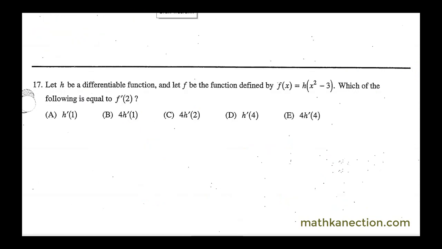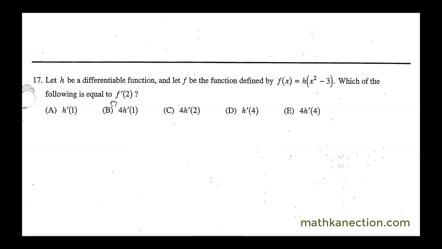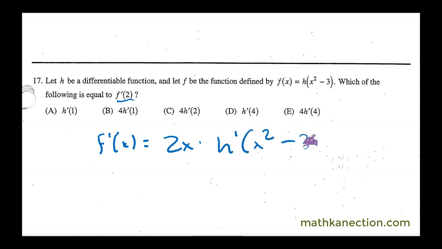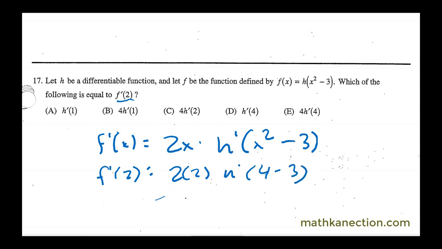Then number 17 is another quick one. We're looking for the derivative at 2, so doing a chain rule. So f prime of x is going to be the derivative of the inside, which is 2x, multiplied by the derivative of the outside, which is h prime of x squared minus 3. Replacing then in the value of 2, that would be 4 times h prime of 4 minus 3, so that's going to be 4h prime of 1, which is letter B.